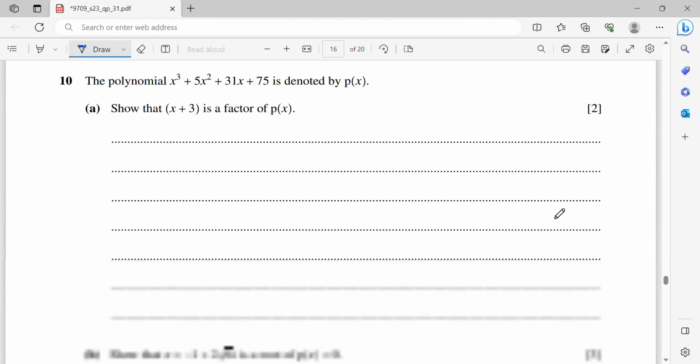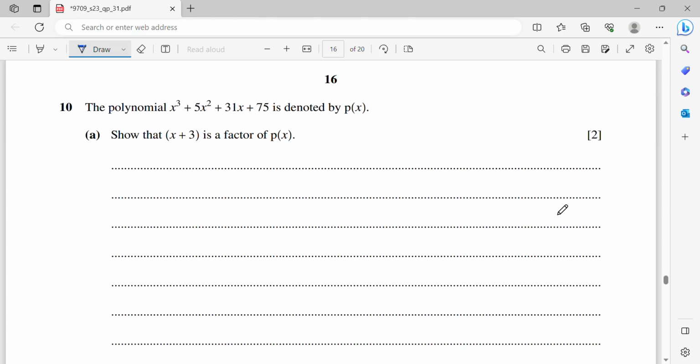Okay, so now let's move on to question 10. The polynomial, this is a cubic polynomial, is denoted by p(x). A, show that x plus 3 is a factor of p(x). So first of all, I will write down p(x), the cubic function. Now to prove x plus 3 is a factor of p(x), we are using the factor theorem.